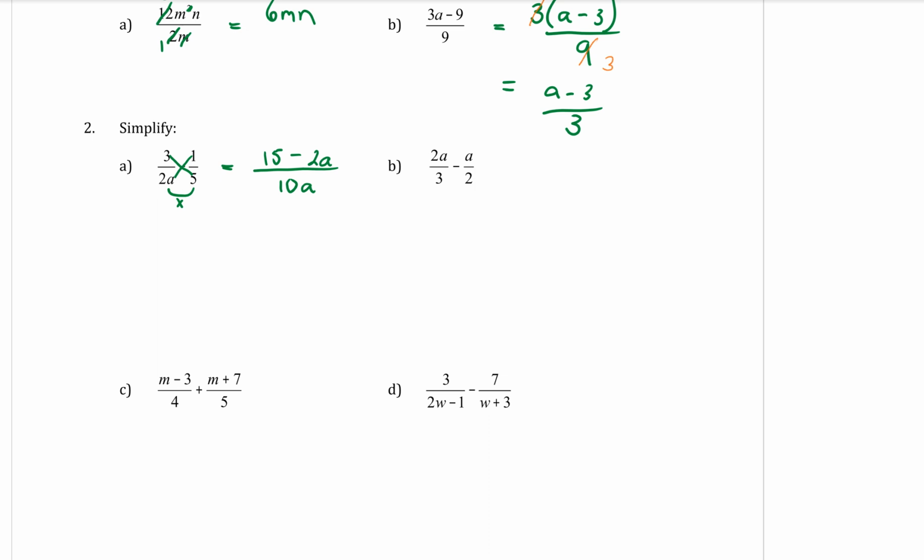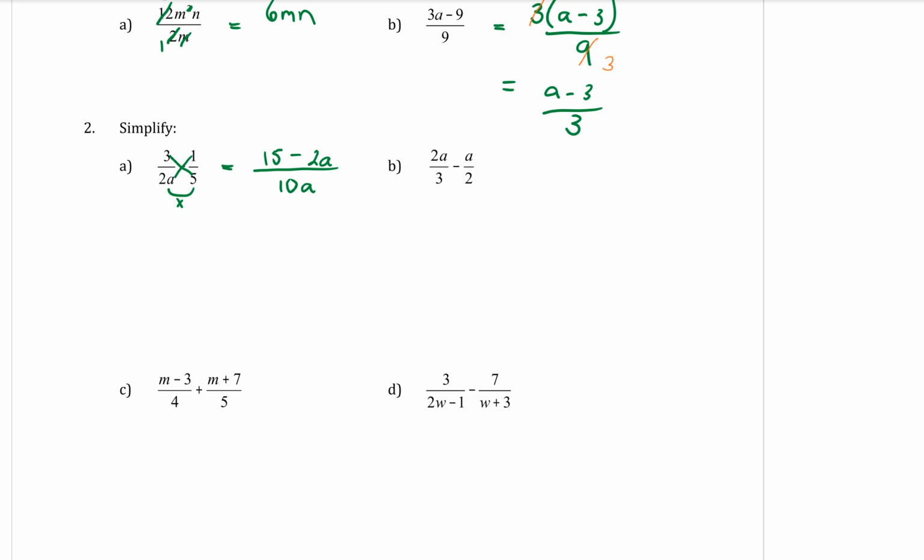Can I simplify anything in there? Because there's two terms on the top, they're not like terms, so I can't add or subtract them. One has an a and one doesn't. I would be checking to see if I could factorize anything out. 15 and 2a, there's no common factor there, so no, I can't simplify that any further.